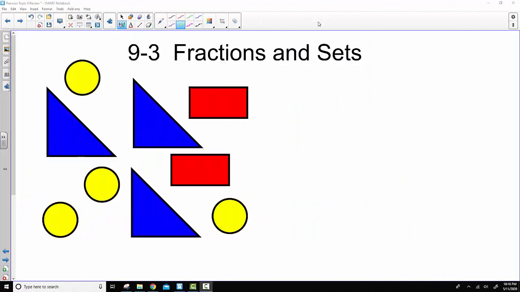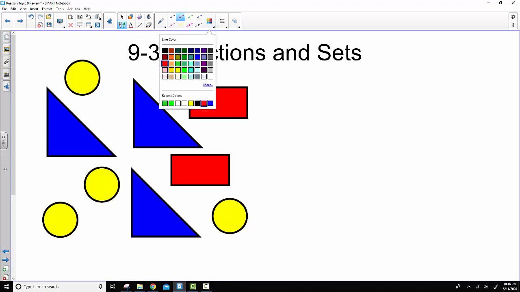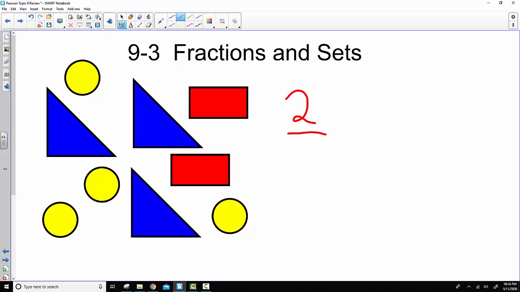Our next topic for today is fractions and sets. We have a set of 9 geometric shapes on this page. Let's find out the fractional part of each of the different shapes for our purposes in this section. Let's first look at the red rectangles. We can see that the red rectangles have 2 of the 9 parts. There are 2 red rectangles of the 9 different geometric shapes.